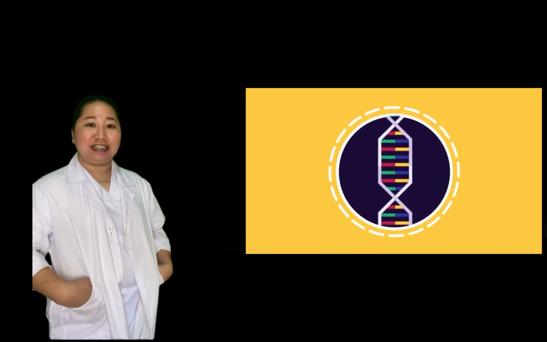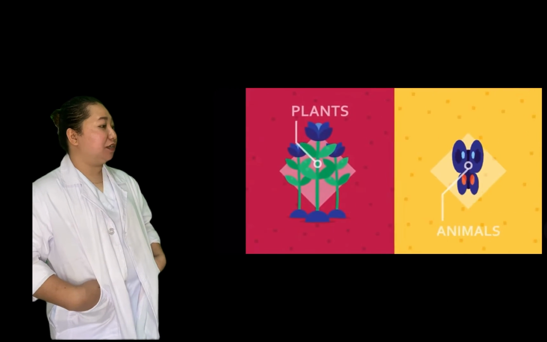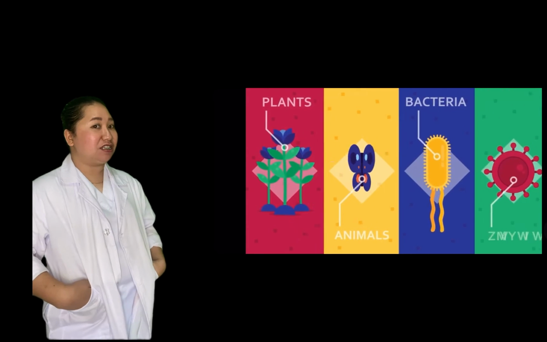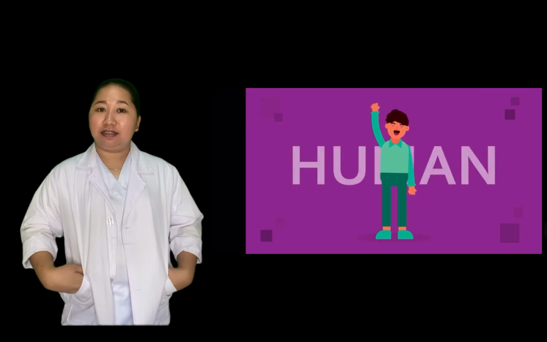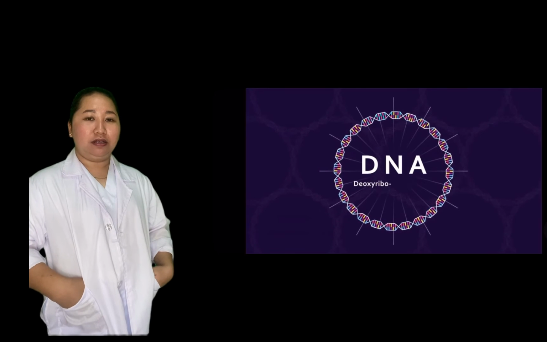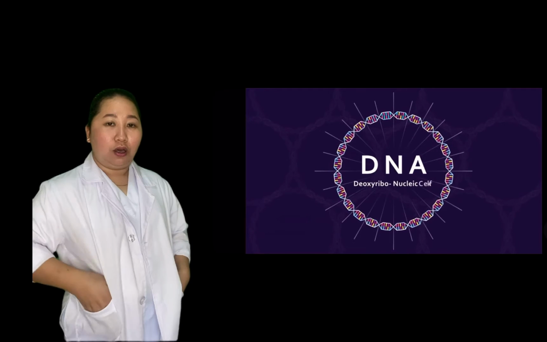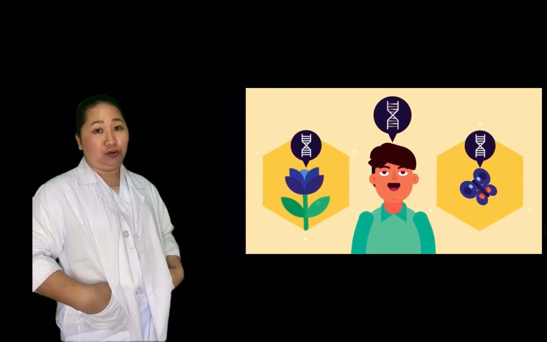What is DNA and how does it work? Every living thing has DNA, even some plants, animals, bacteria, and even viruses, which was once considered non-living. But most importantly, us humans have DNA. DNA stands for deoxyribonucleic acid. Although every living thing has DNA, its very composition differentiates you from the others.